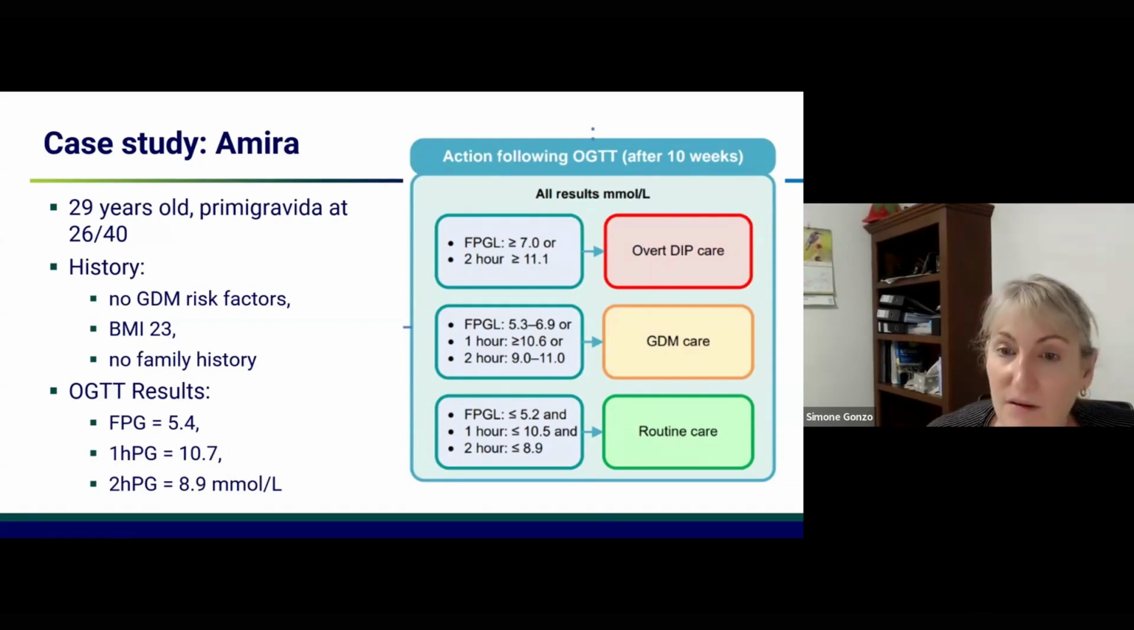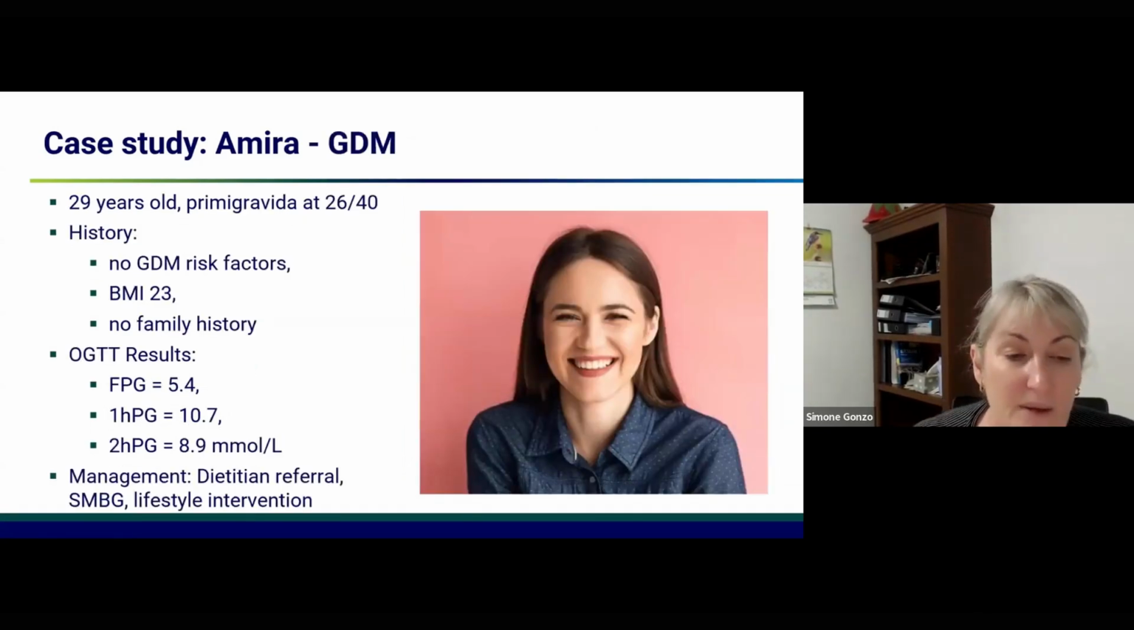So her management will end up being dietitian referral, self-monitored blood glucose levels, and lifestyle interventions. So we can also send her off to the obstetricians. She isn't as high risk, but still needs to be managed appropriately. And the hospital, or the maternity unit, will still want to know about Amira so that they can manage her growth and ultrasounds and have everything all up to speed and all of her screening and everything in place.